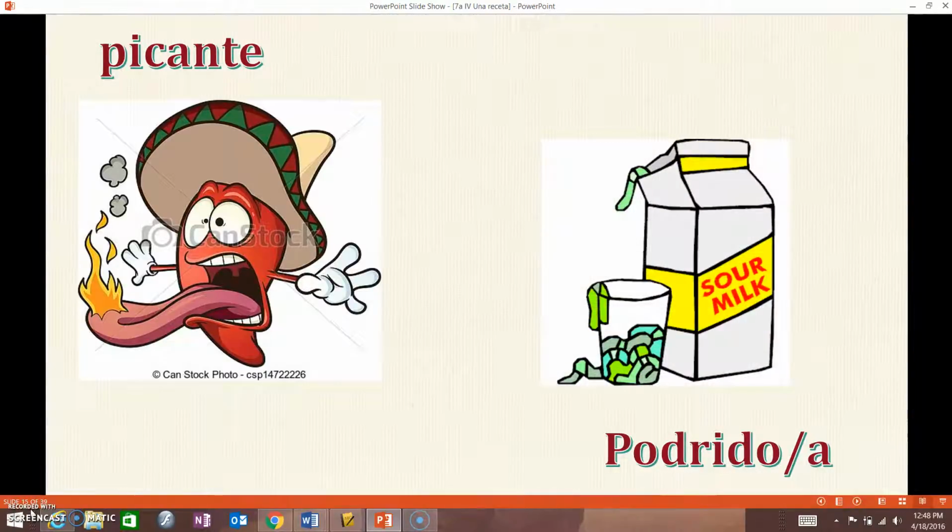Podrido es cuando algo es muy viejo y no se puede usar. Podrido, sour or spoiled. So again, you would use estar because it's really not a characteristic of something. It's a condition. If you have milk, you would hope it's not spoiled. So you'd say, la leche está podrida. The milk is spoiled.